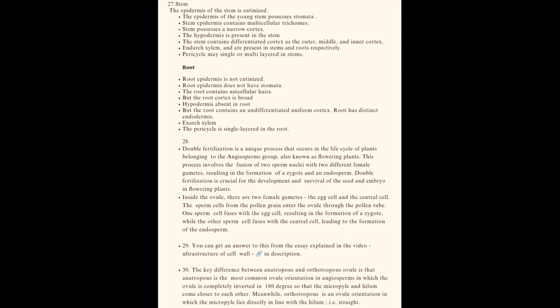Inside the ovule, there are two female gametes, the egg cell and the central cell. The sperm cells from the pollen grain enter the ovule through the pollen tube. One sperm cell fuses with the egg cell, resulting in the formation of a zygote, while the other sperm cell fuses with the central cell, leading to the formation of the endosperm.